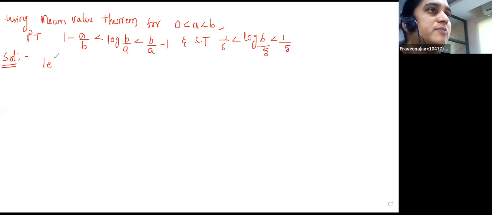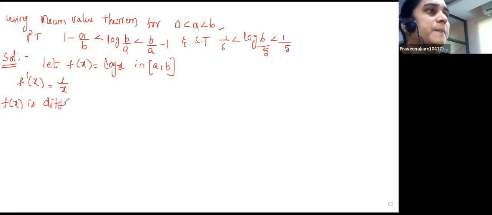Let us take here what is the function from these conditions. Let f of x is equal to what? Log x, right? In closed interval a comma b. From that, f dash of x is equal to what? 1 by x. Is it differentiable? F of x is differentiable. It is differentiable means definitely it is continuous. F of x is continuous.